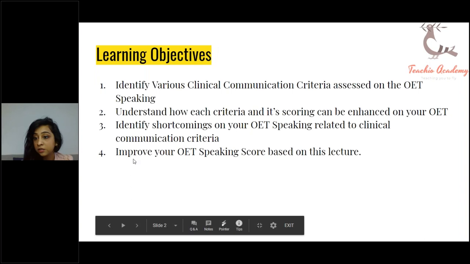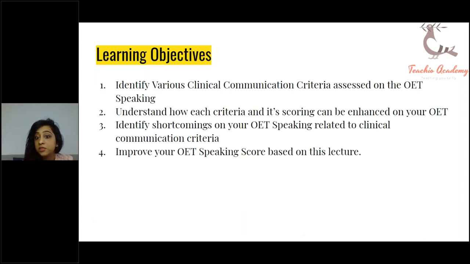Now, the learning objectives for this small session is to identify various clinical communication criteria assessed in the OET speaking. Guys, if you can just go through your handouts. I've given you two handouts today. One is the OET speaking criteria according to the new OET guidelines. So that will show you the linguistic criteria and the clinical communication criteria required on the OET speaking. Then we'll go through each criteria and how we can use simple measures to increase our speaking scores. We'll try and identify certain features which are very specific for people failing their OET speaking. And we'll try and increase our OET speaking score based on this lecture.